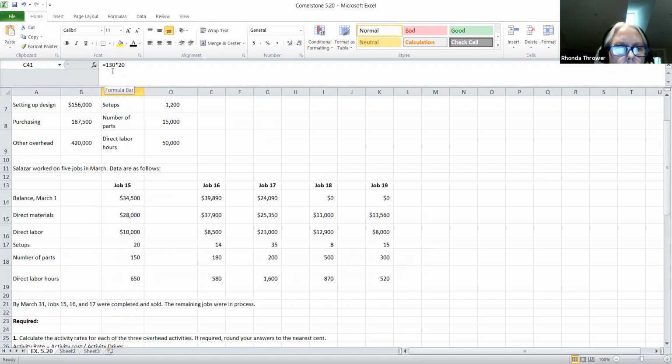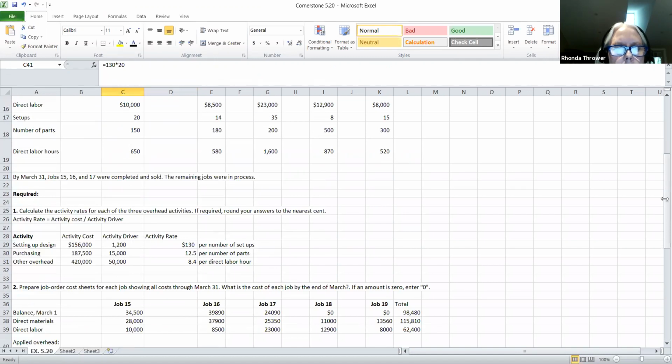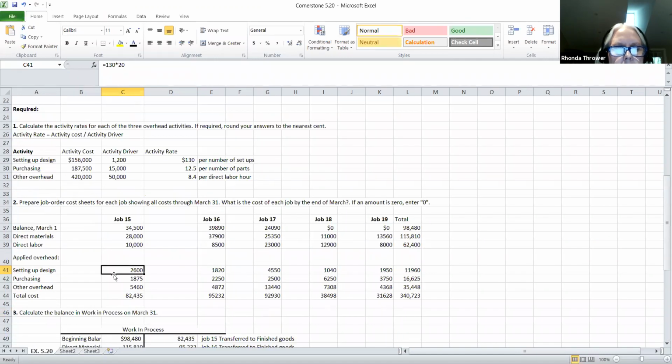So I took 130, which was our activity rate, times 20. That's how we would get the setting up design amount of overhead that would have been applied to that activity. For purchasing, for job number 15, we're going to do basically the same thing, except we're going to use the figures for purchasing.